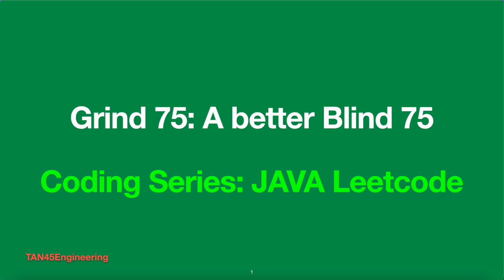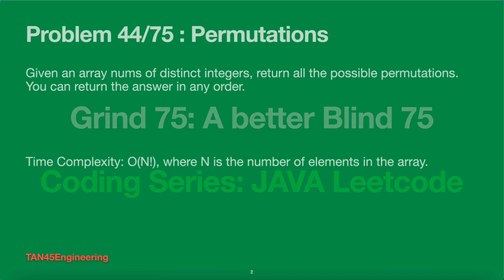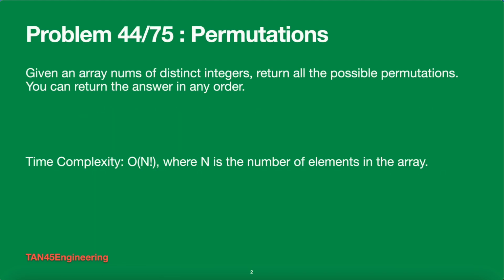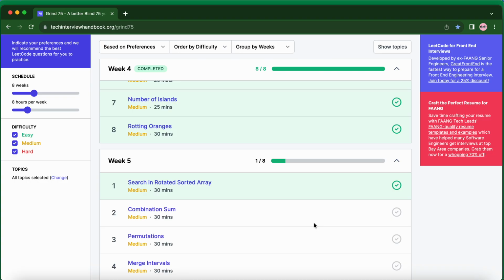We are here with yet another video in our Grind 75, a Better Blind 75 coding series. So today's problem is on permutations. We have to find all the permutations from a given array. Okay, let's jump into the problem statement, understand it and start solving.